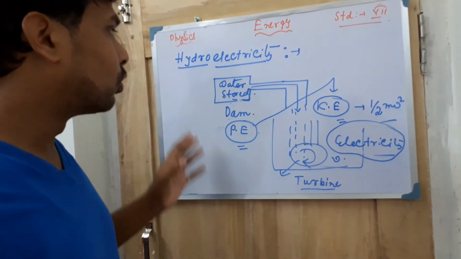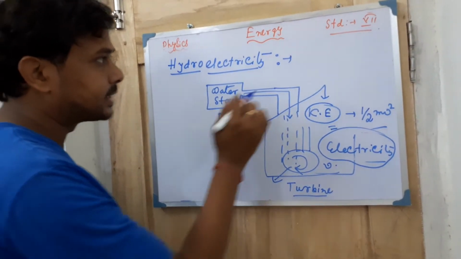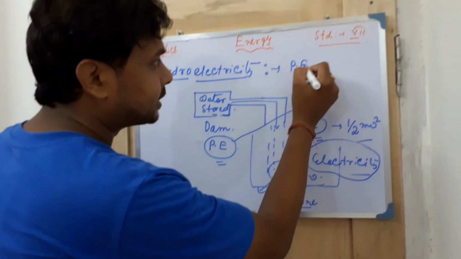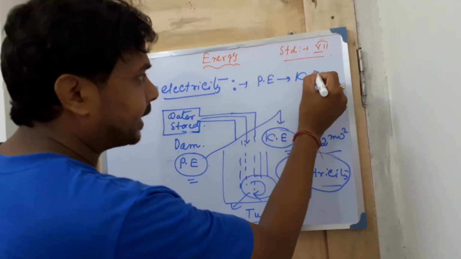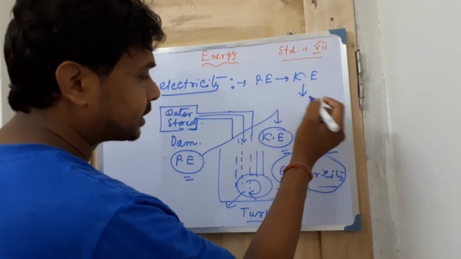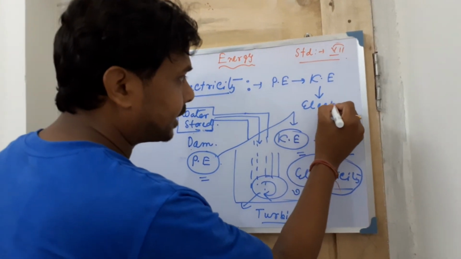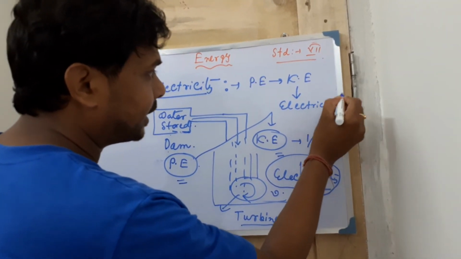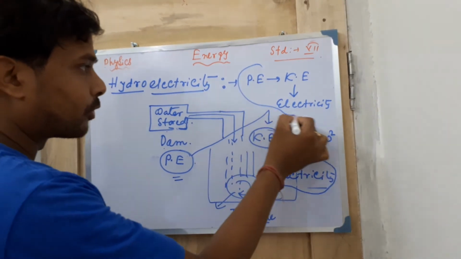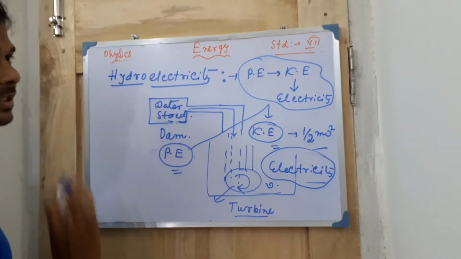So what is the whole process here? First of all, potential energy changes its form to kinetic energy, then it changes its form to electric energy, or electricity, you can simply say. So this is the whole process in case of hydroelectricity, okay.